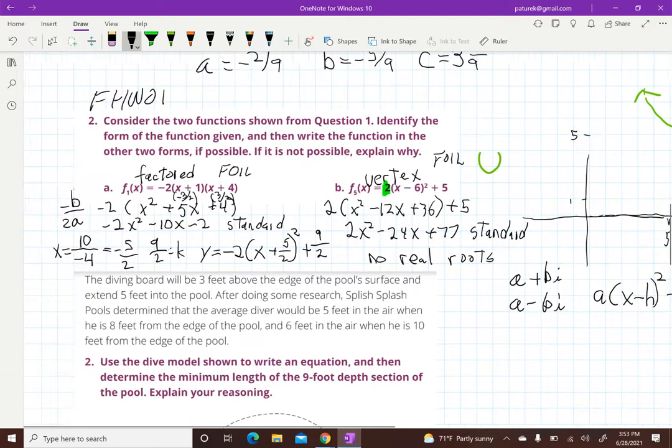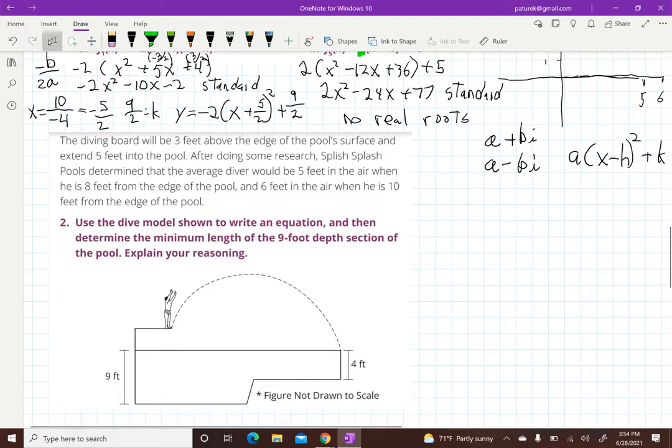Done with that one. A more interesting problem is the diving board. This was a challenge because it's 3 points that are given to you. It says the diving board will be 3 feet above the edge of the pool surface and extend 5 feet into the pool. So we're establishing the origin to be at the edge of the pool. The first coordinate will be at 3,5 feet. After doing some research, Split Splash Pools determined that the average diver would be 5 feet in the air when he's 8 feet from the edge of the pool.